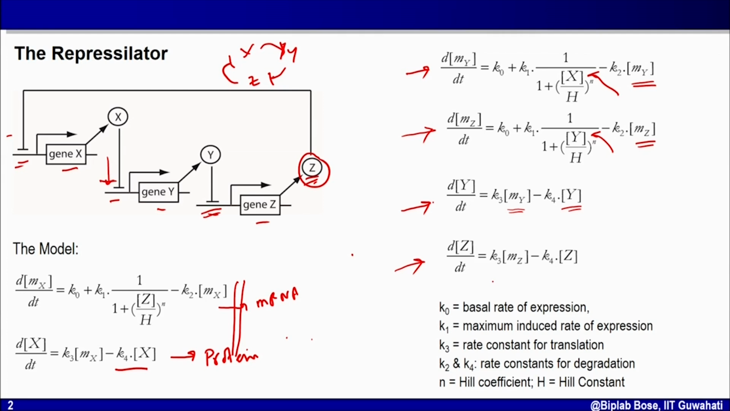So if I just brief, K0 is the basal rate of expression which comes from the leaky expression from this promoter. K1 in all cases is the maximum induced rate of expression, that is the maximum rate of transcription when it is induced. K3 is the rate constant for translation. K2 and K4 are rate constants for degradation of mRNA and protein. H is the Hill constant in the inverse Hill function or the negative Hill function, and n is the Hill coefficient. So I have this set of 6 ODEs.